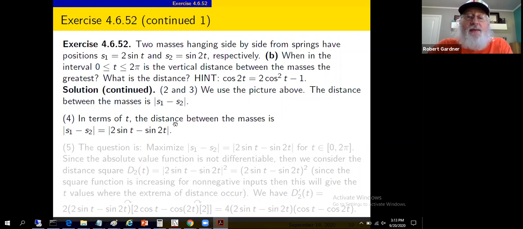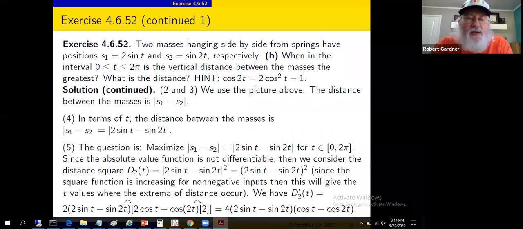In terms of t, the distance between the masses is, well, S1 was 2 sine t, S2 was sine 2t, so I substitute in. There's what we get for the distance between the masses as a function of time. It's got absolute values in it. We can't differentiate that. But I tell you something we can differentiate. The absolute value is not differentiable. Let's take distance squared. If we minimize distance squared, then we've minimized distance.